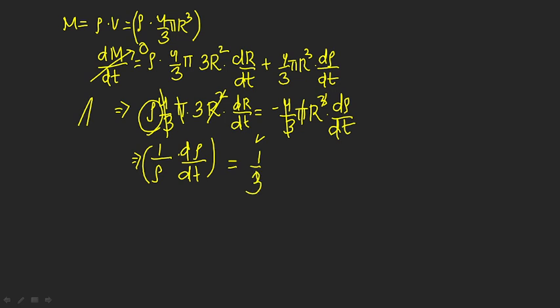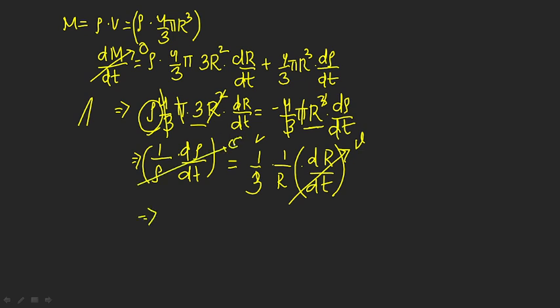1 by 3 into 1 by r, because this r I have taken to this side, and with that I have dr by dt. Now this also I am putting in a bracket because this is what we have to find. This we can call v. This is given constant in the question, so this is going to be constant. Let me call it k. So k is equal to 1 by 3r into v. There is a minus sign also. I can take this 3r to the other hand side. I can write 3k into r, that is equal to minus v.